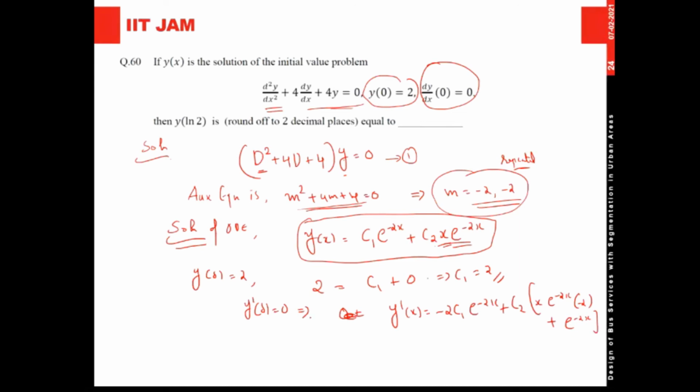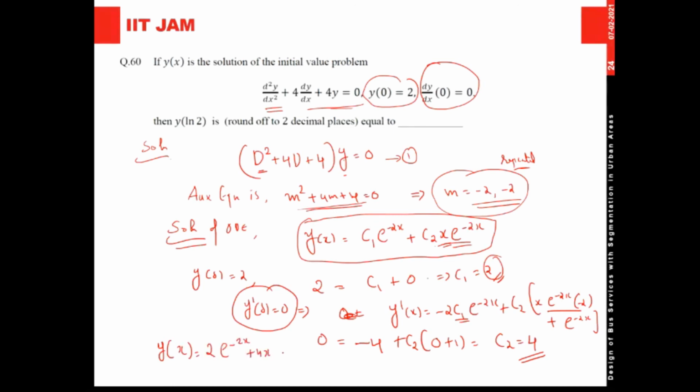So if I substitute this, I will do it very fast. 0 is equal to C1, we already know, so minus 4 plus C2 into this becomes 0, 0 plus 1. So C2 you will get 4. So my equation, you will get y of x is equal to 2 into e raised to minus 2x plus 4x into e raised to minus 2x. So this is the solution.